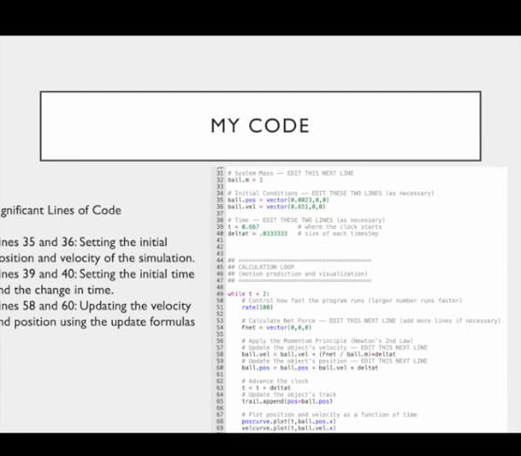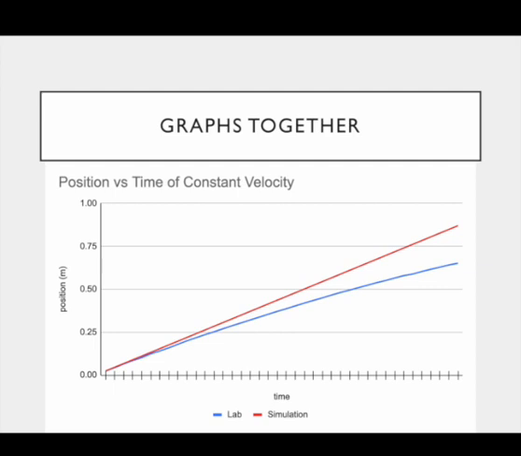Lines 35 and 36 are where I set the initial position and velocity, and then 39 and 40 are where I set the initial time and the change in time. 58 and 60 are where I update the position and velocity. Velocity never changes since the F net is 0. And then the mass has no effect on the change in position, so it can just be whatever, so I left it as 1. Here's the graph that GlowScript gave me, and then here's the graph that I made.